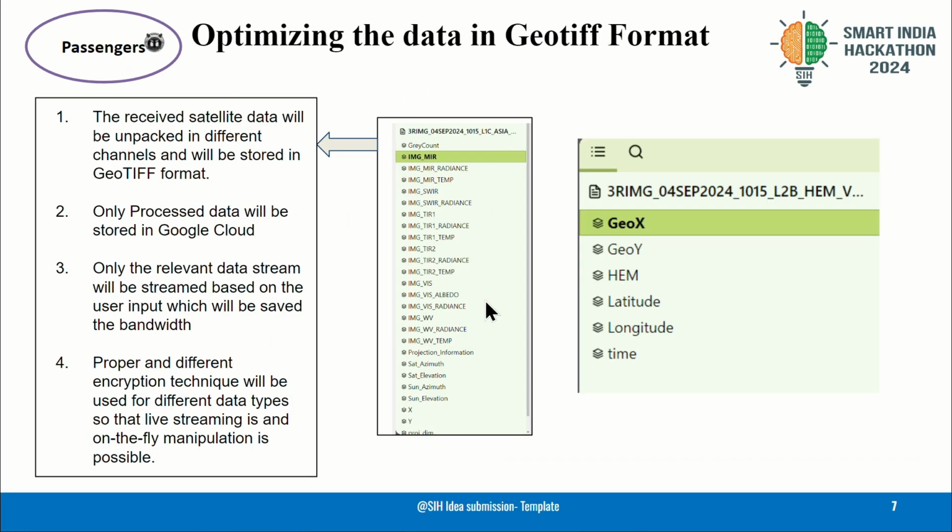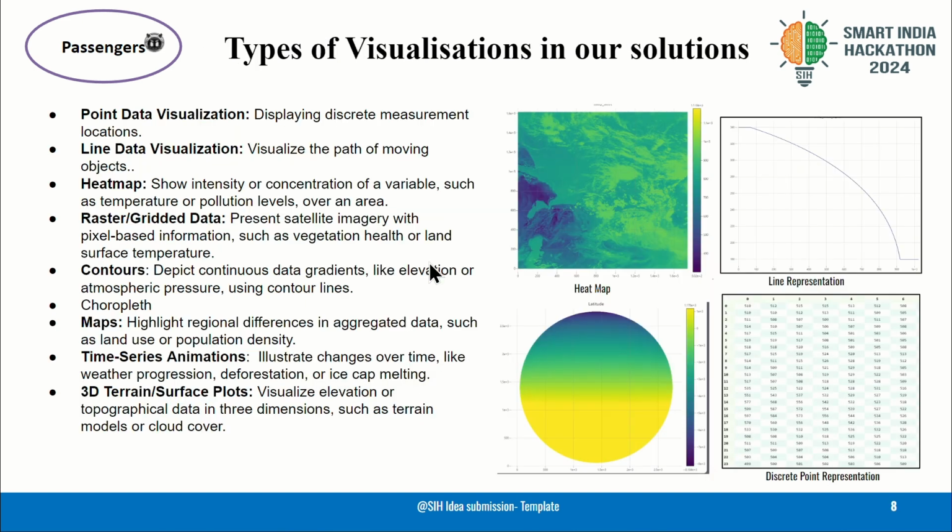So as it can be seen, there is one satellite data, and it has different bands and different information in it. Based on the user's query, a specific band will be streamed. And before that, all the data will be encrypted in a compatible format so that they can be streamed. And with on-the-fly manipulation, the data can be switched.